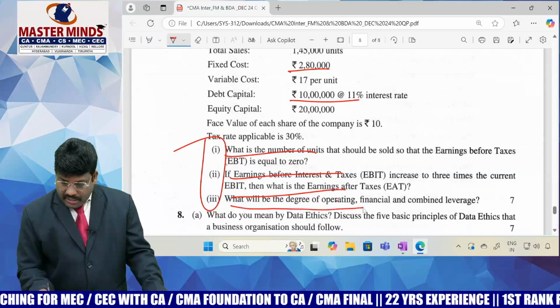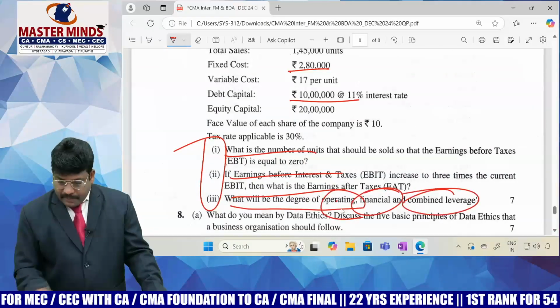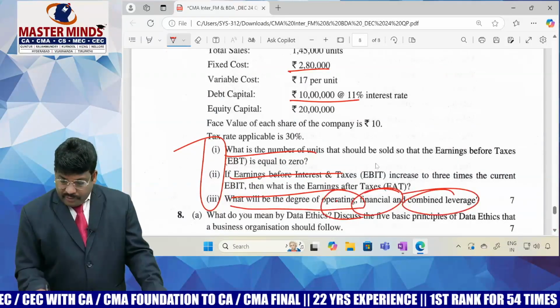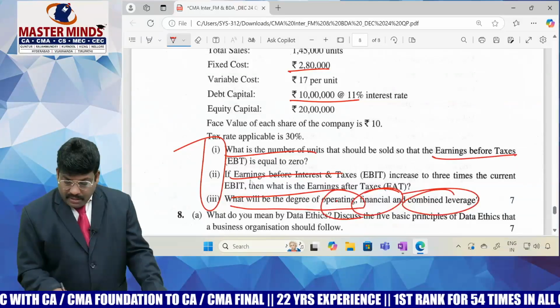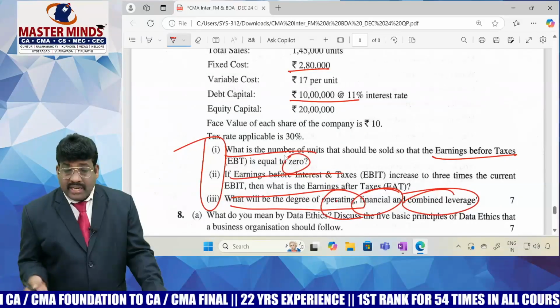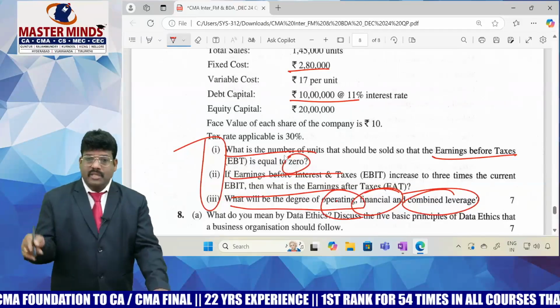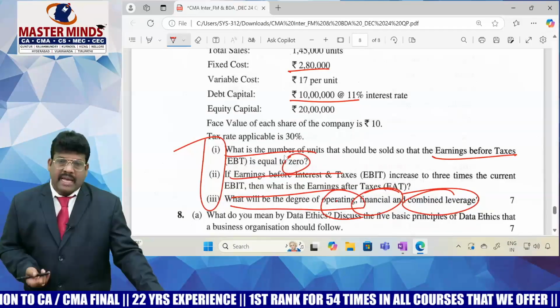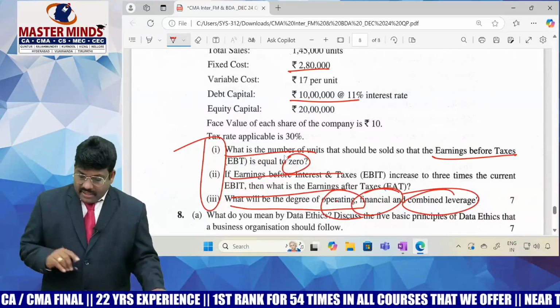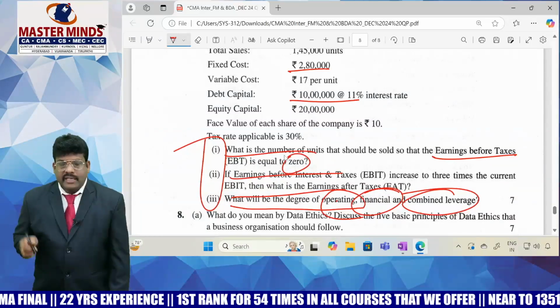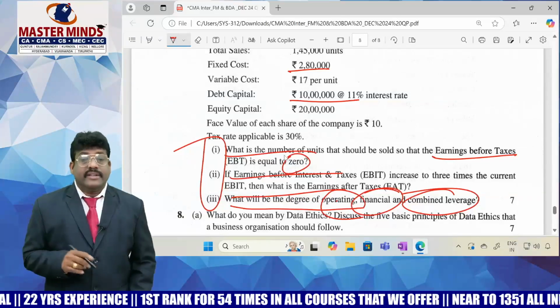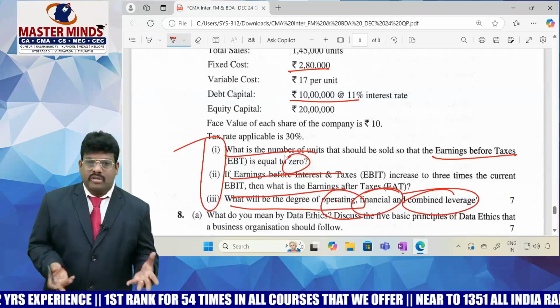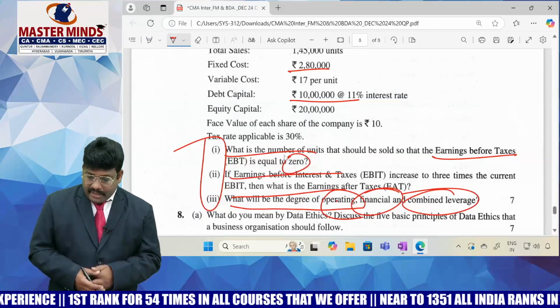First of all, you have to calculate operating leverage, financial leverage, combined leverage, and what level of units should be sold so that EBT would be 0. We know at what level of sales EBT would be 0. That problem is covered. Once you find the sales revenue, from that you can easily calculate the units. Then if the EBIT triples, even as EBIT increases, the interest amount remains constant. So that is the idea behind this problem.